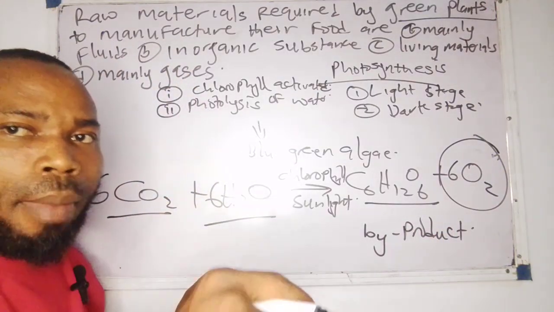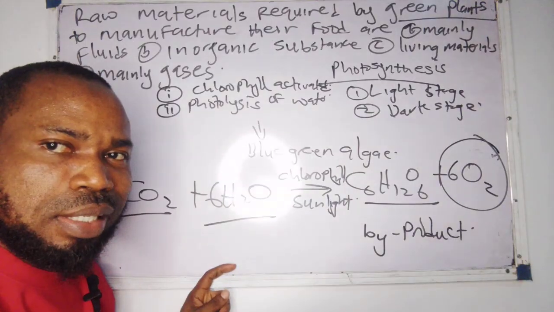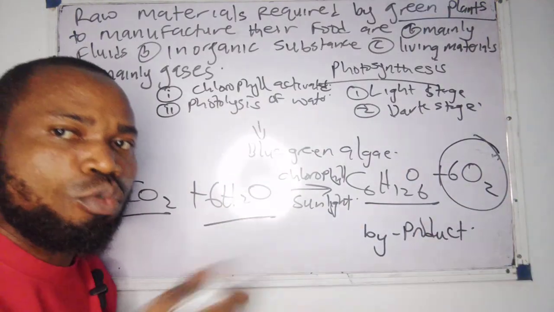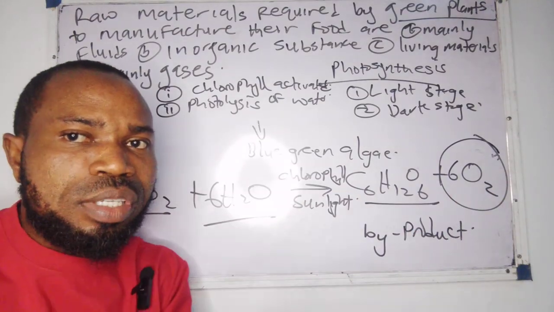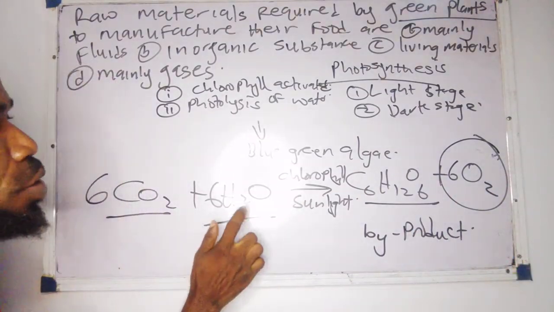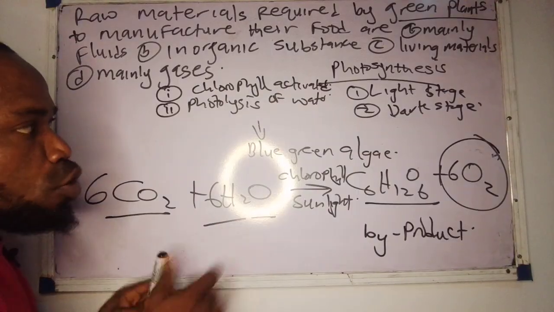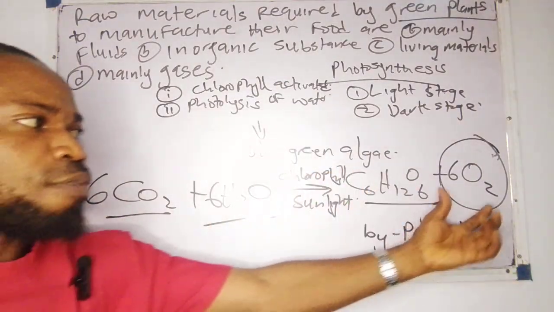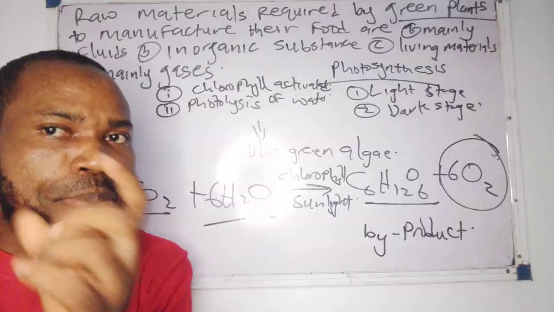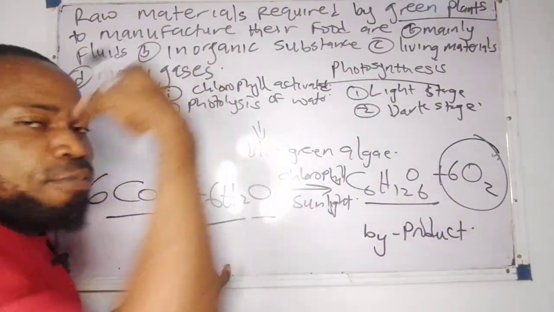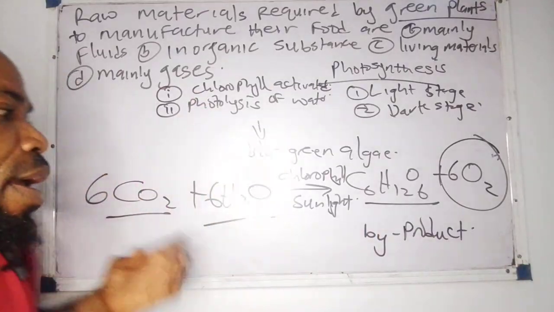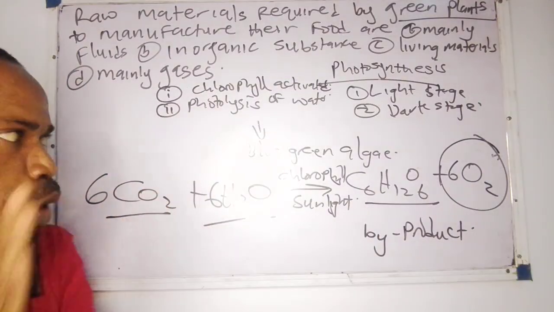Another question that you come across again when it comes to photosynthesis and how green plants manufacture their food is that the oxygen formed during photosynthesis is gotten from dash. It's gotten from the photolysis of water. So it's when this water splits that it will now form the oxygen. Please put that question at the back of your mind: the oxygen formed during photosynthesis is gotten from the photolysis of water.